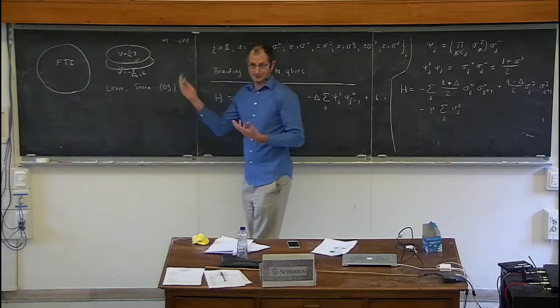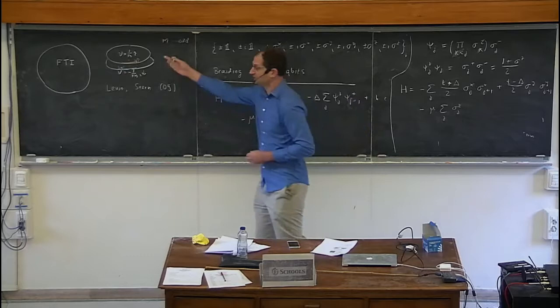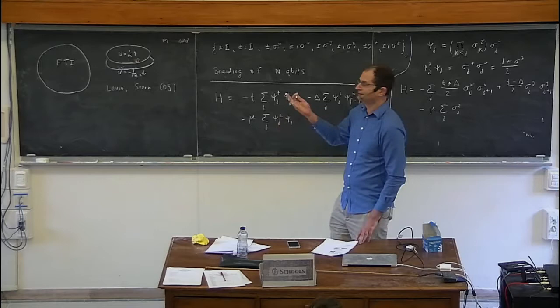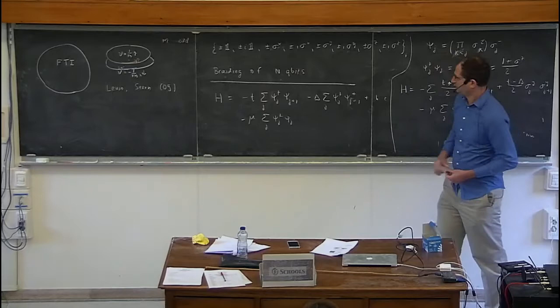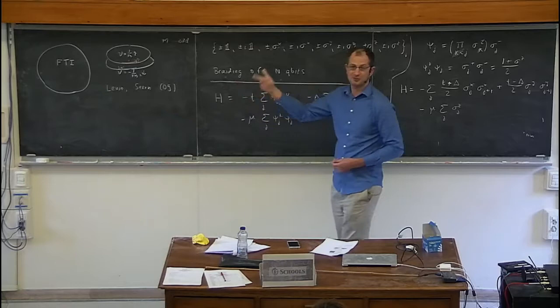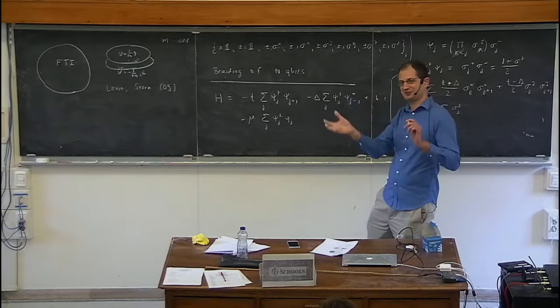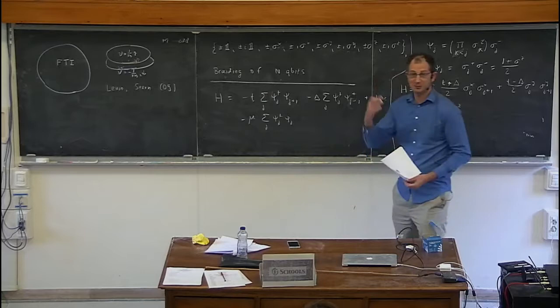For more general fractional quantum Hall states, there's a criterion in this paper which goes something like: you look at the charge of the fundamental quasiparticle times two, and you ask whether that's mod four. There's some simple and nice criterion for when this is true and when this isn't.